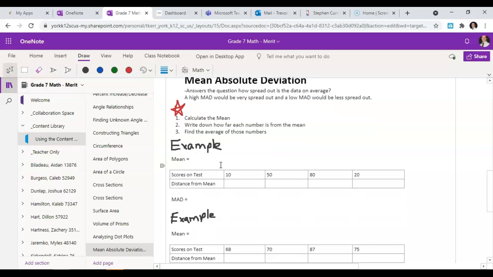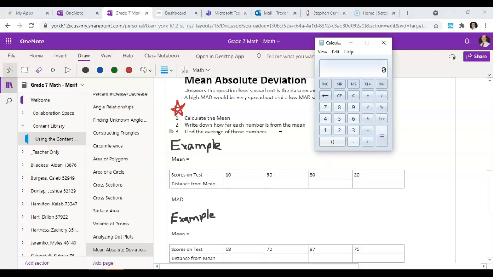For the first one, you might want to follow along with me. For the second one, maybe pause the video, try it on your own, and then see if your work matches mine. So the first thing, step 1, is we're going to calculate the mean. Here we have a table of scores on a test, and the scores are 10, 50, 80, and 20. The first thing I need to do is find the mean of these scores, the average.